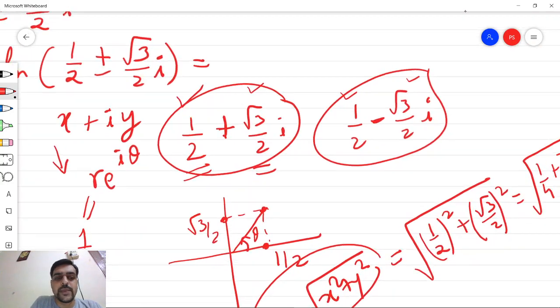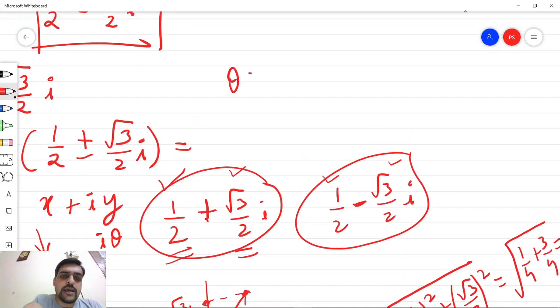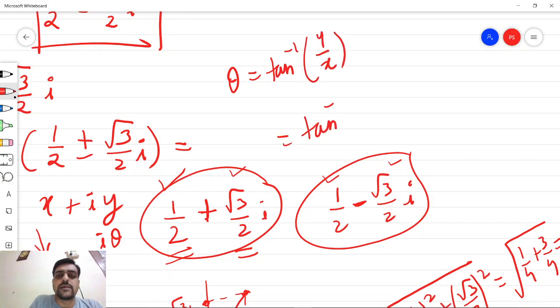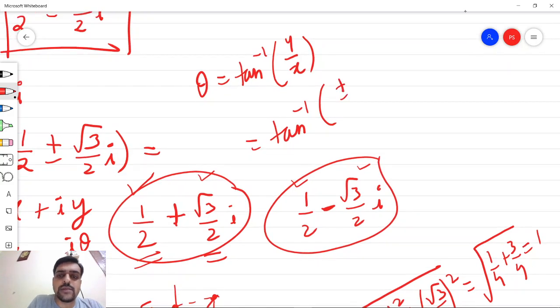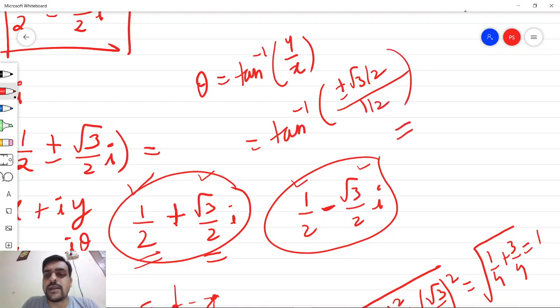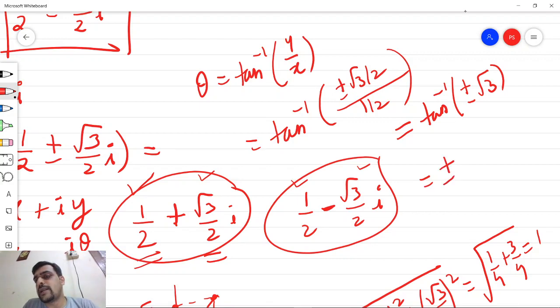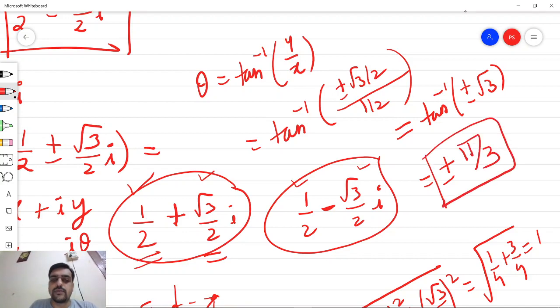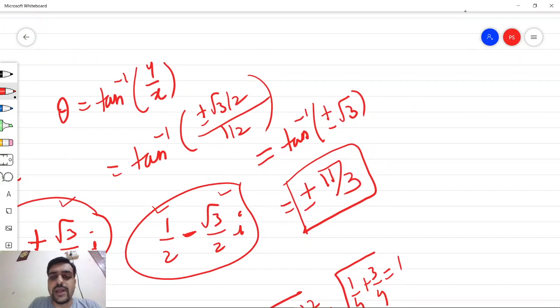Now what about theta? We know that theta is tan inverse of y by x. In our case, this y is either plus or minus root 3 by 2, upon the x is 1 by 2. So these 2 get cancelled and we get tan inverse of plus or minus root 3. So this is equal to plus or minus. Now tan inverse of root 3 is just pi by 3. So along with r, we have a value for theta as well. And in fact, we have two values of theta.